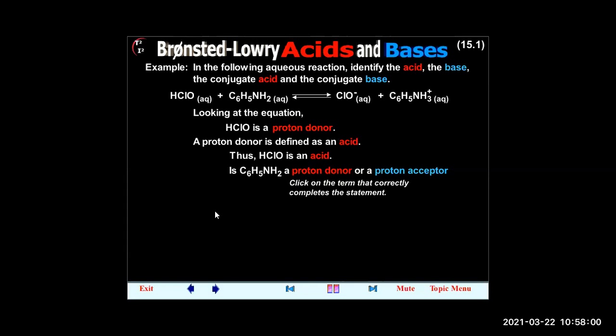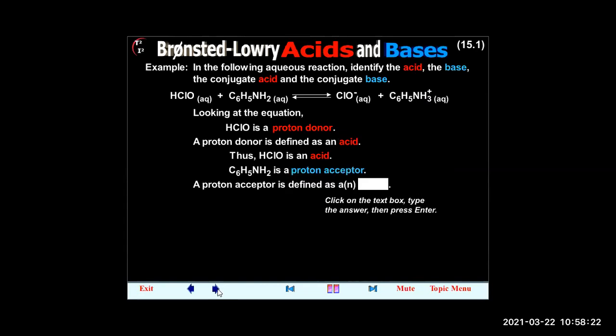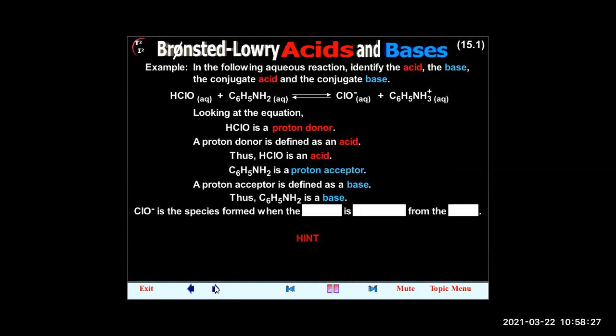Is C6H5NH2 a proton donor or a proton acceptor? It's an acceptor. It's an acceptor, very good, because you can see that it has increased by plus here. That means one hydrogen has been added. Acceptor. All right, so a proton acceptor is defined as a base. ClO minus is the species formed when the blank is removed from the blank. Who can fill that?